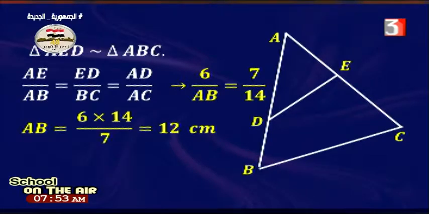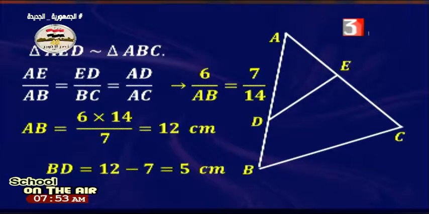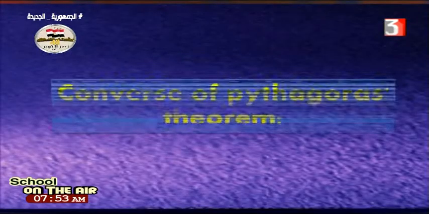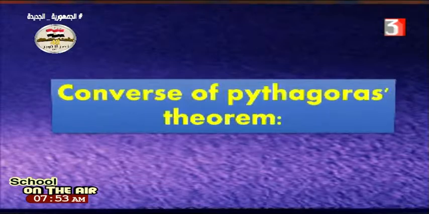Then, what about BD? You have the length of AB 12 and the length of AD is 7. So we can find the length of BD as 12 minus 7 equals 5 centimeters. Then, what about the converse of Pythagoras' theorem?